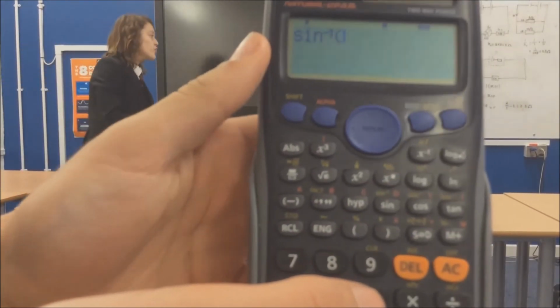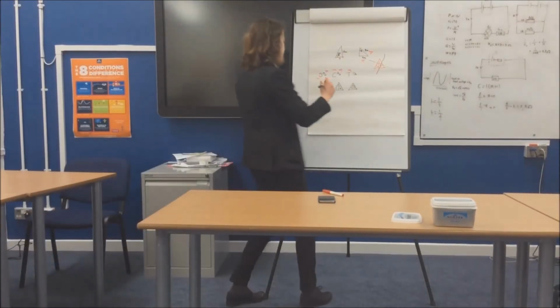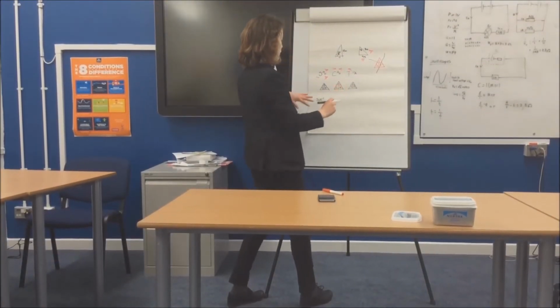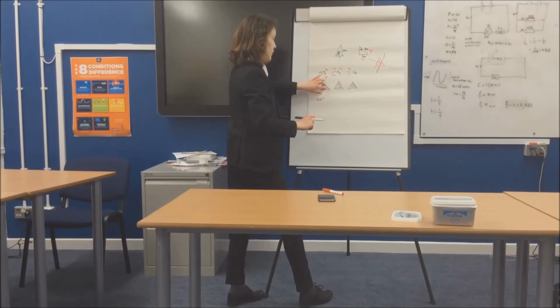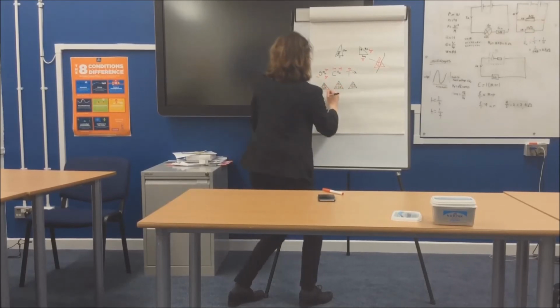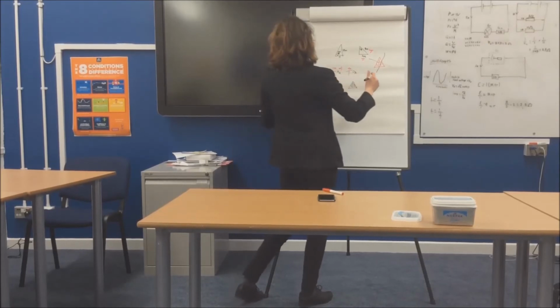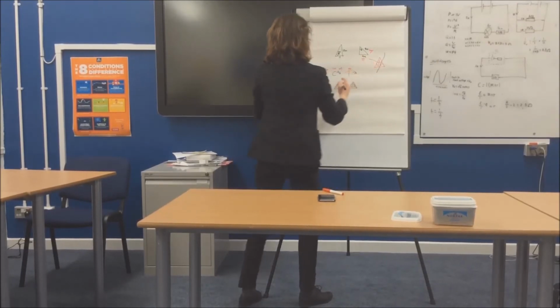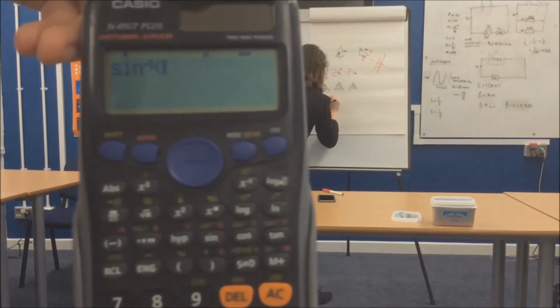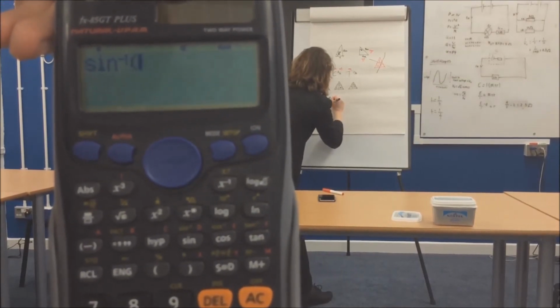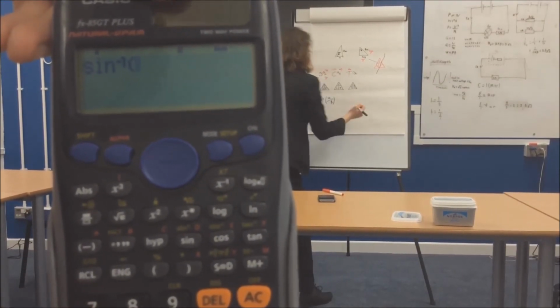Okay, so what we need to do is we know that it is the opposite divided by the hypotenuse, so we're doing some bracketing, so we're going to put some brackets in. So our opposite is 7, 7 divided by 8. And that is our calculation.